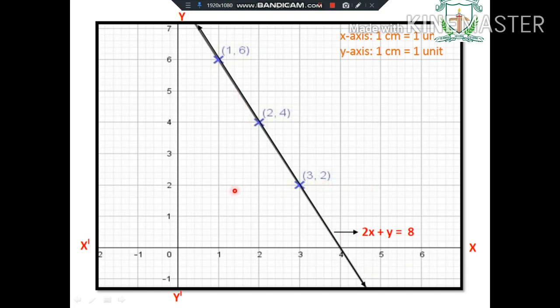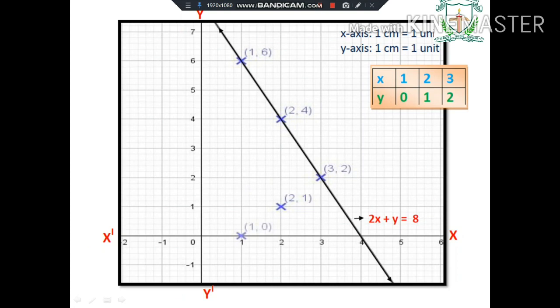Now on the same graph, you have to plot the second equation. Yes, children, the values for the second equation are here: x is 1, 2, 3 and y is 0, 1, 2. These values you have to plot on the same graph. This is the first graph you have plotted. Now these values we shall plot on the same graph.